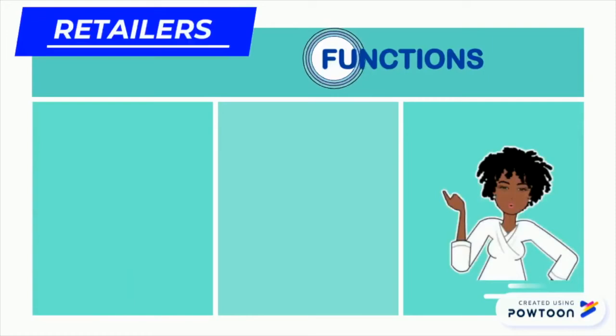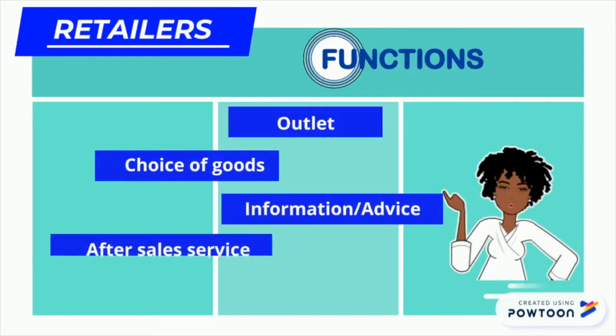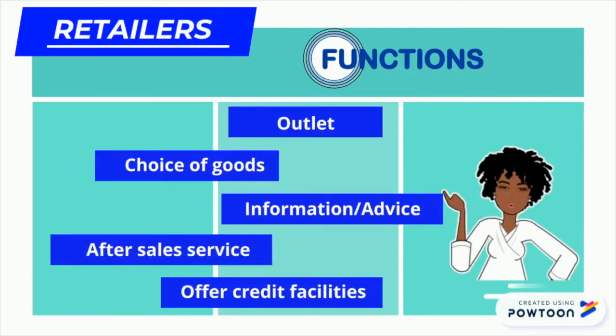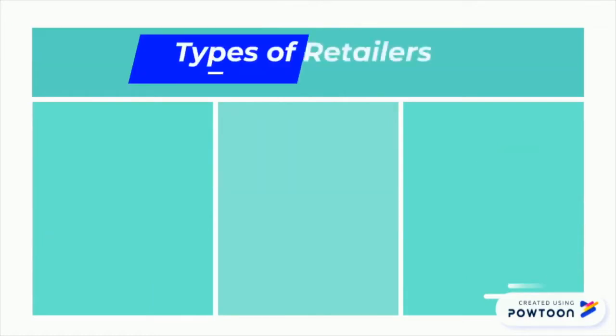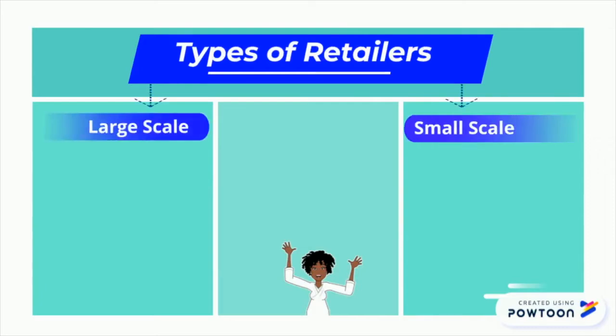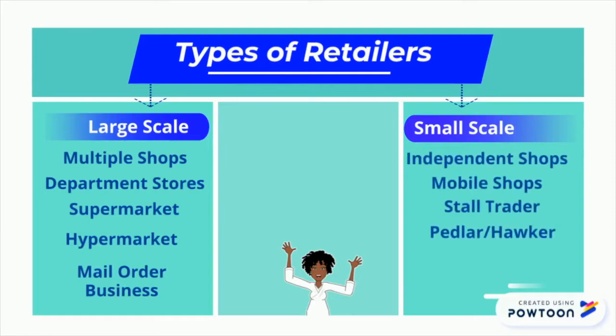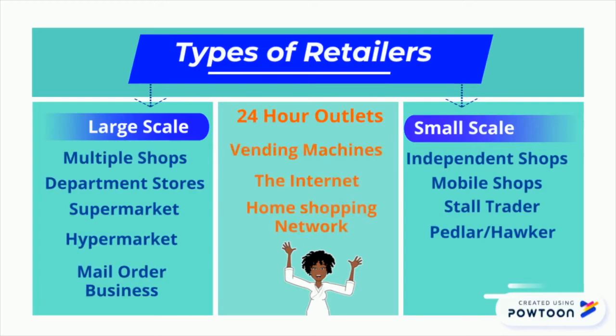Now retailers, these are their main functions. They provide an outlet, choice of goods, information and advice for customers, after-sales service, and credit facilities. There are a variety of types of retailers. They're either large scale, small scale, or they can be your 24-hour outlets.